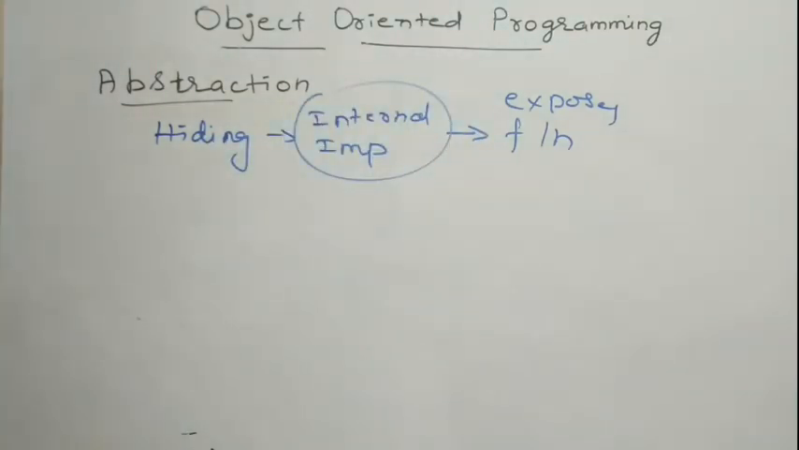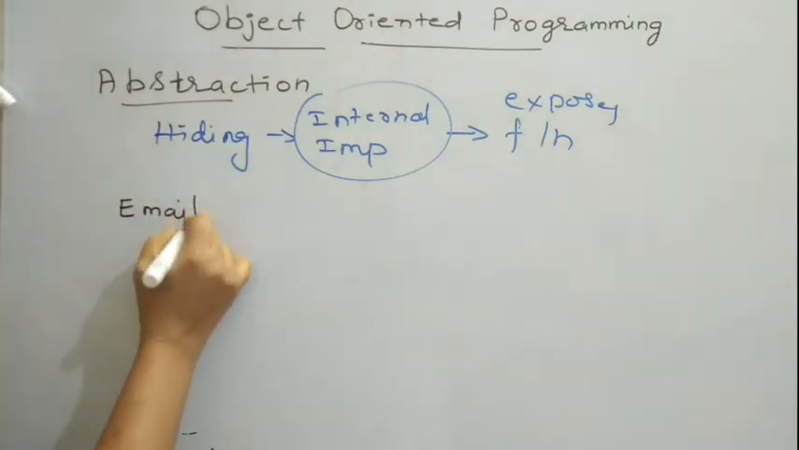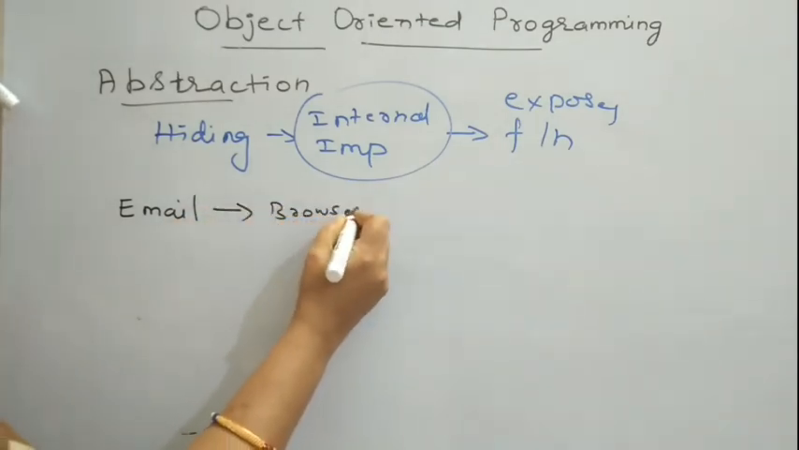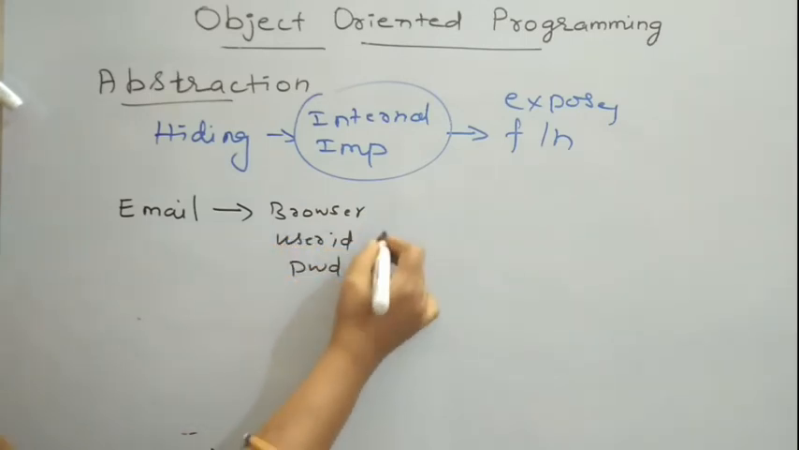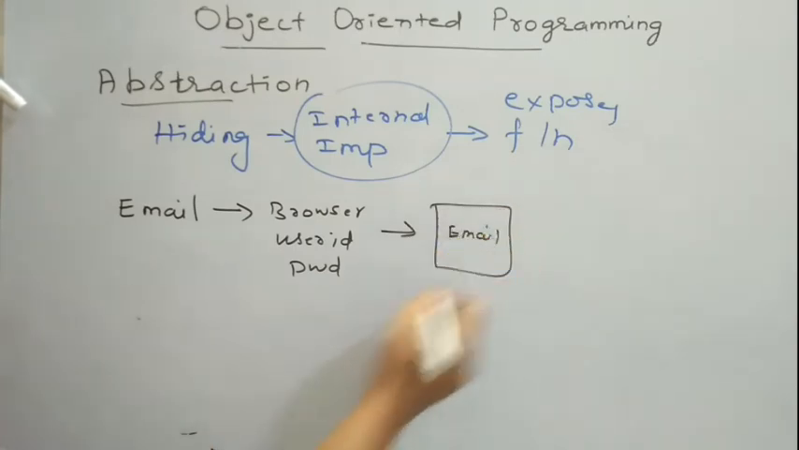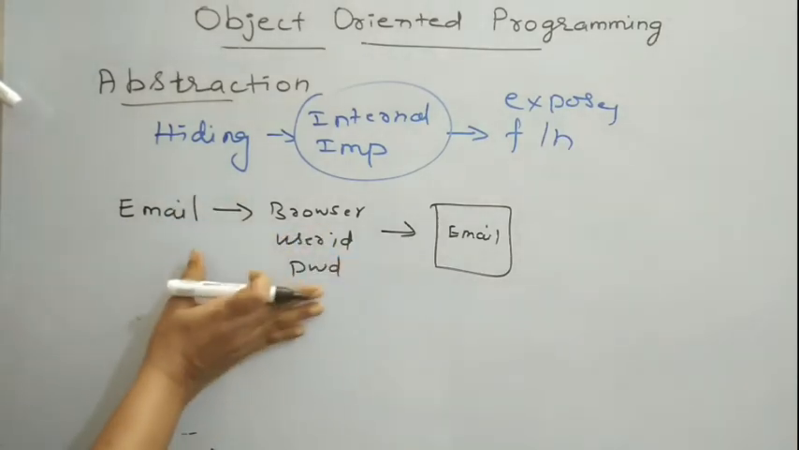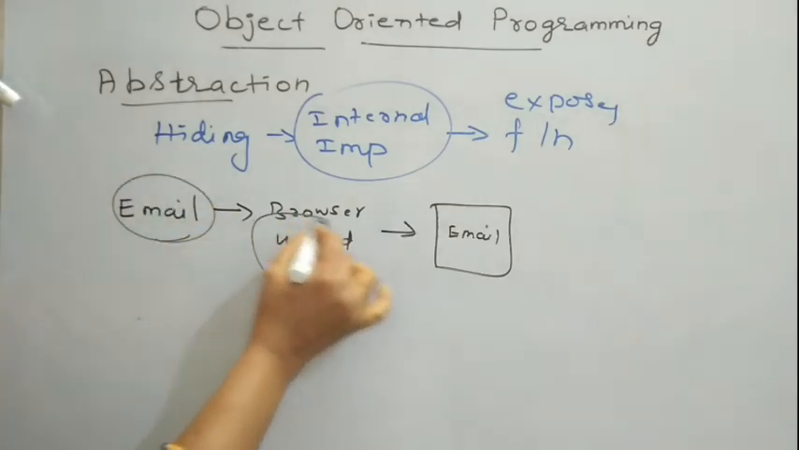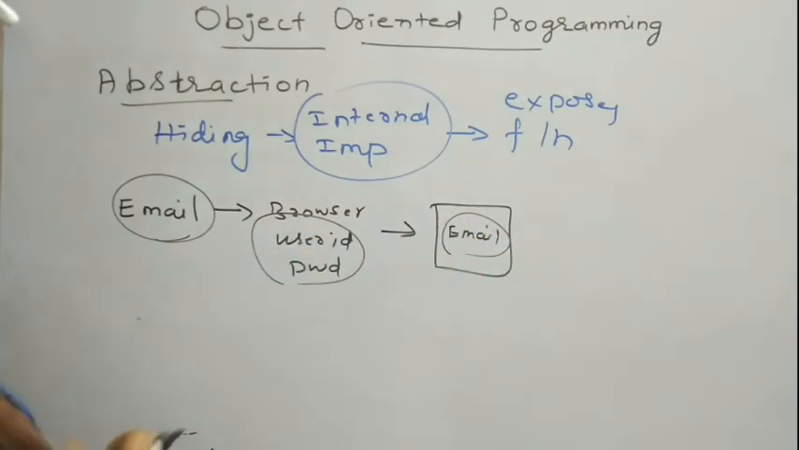Okay, in general, if I want to access our email page, what are the things we should know? We need a browser. If we give our user ID and password, our web page which contains our emails will get displayed. That is the thing we know. We know the functionality. We want to access our email page. What are the inputs? Inputs are user ID and password. What is my output? It is my page which contains my email detail.